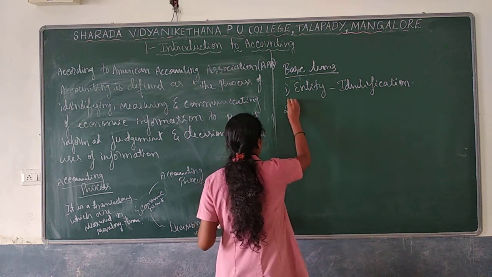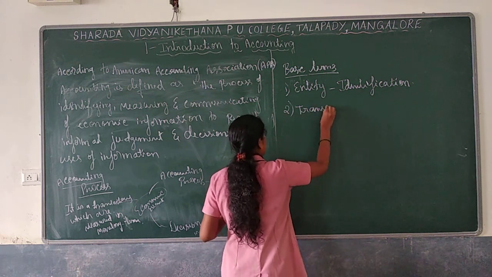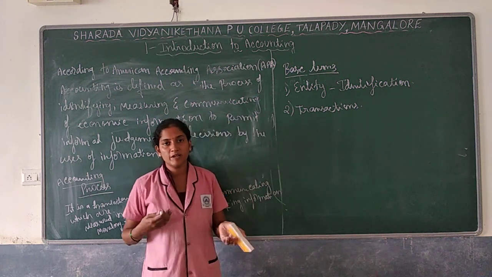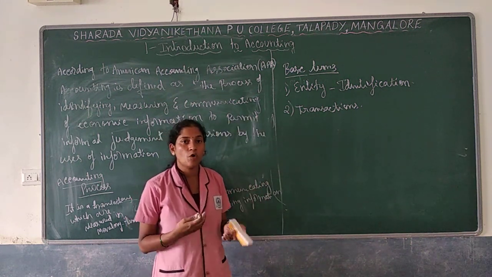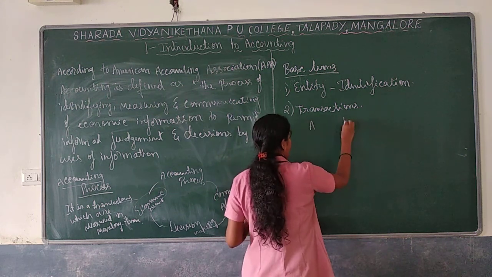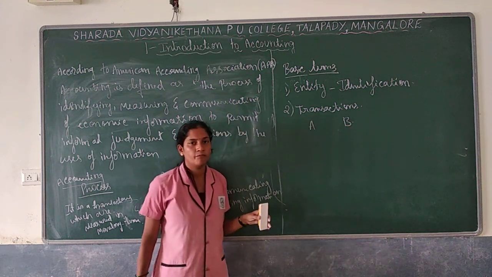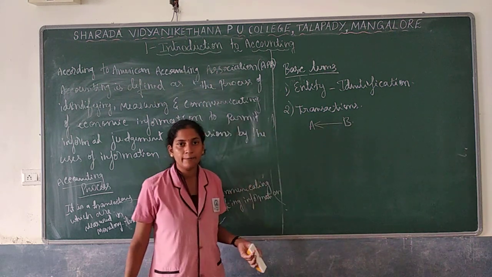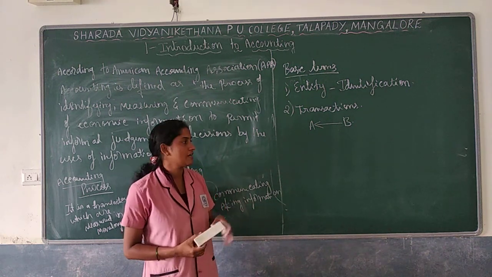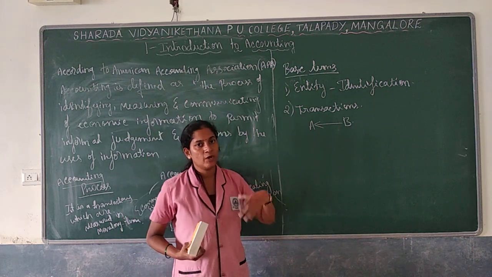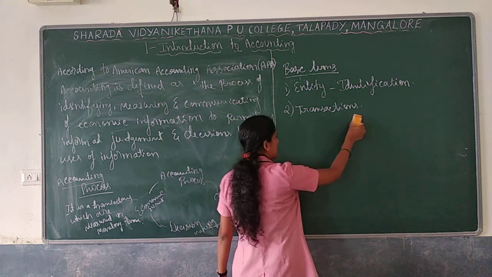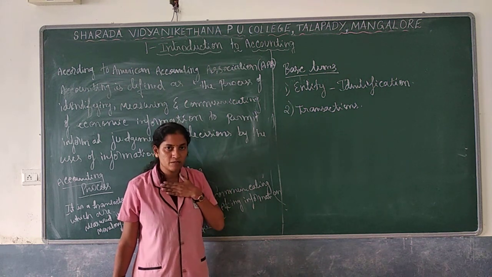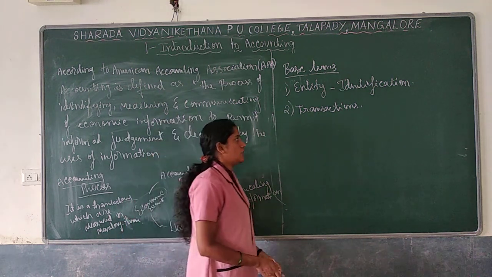Next we have transaction. What is a transaction? A transaction is nothing but an exchange which involves two parties. For example, Mr. A and B. A purchased goods from B. What happened? A transaction took place, where one is purchasing and one is selling. That is called a transaction, where one person buys and another person sells.